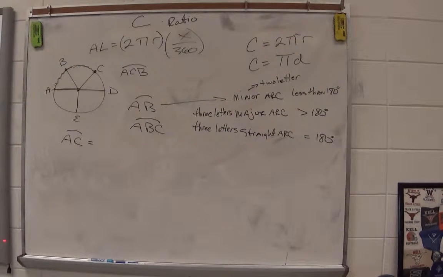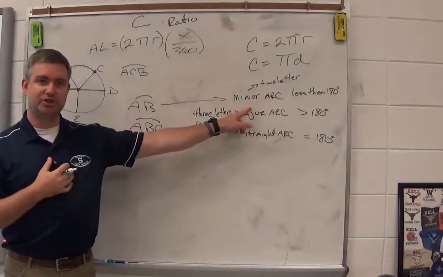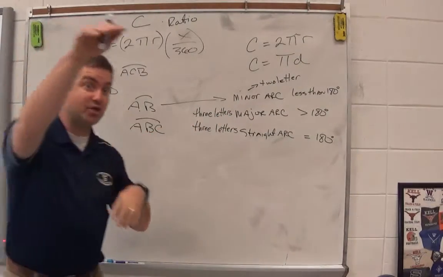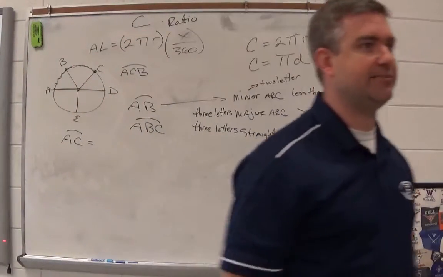Arc AC. I could call it arc ABC, but I don't have to. I can just say arc AC. I can skip over it because it's only 2 letters. And when I see 2 letters, I have to say the shortest path, the minor arc. Okay? That way you and I are talking about the same thing.